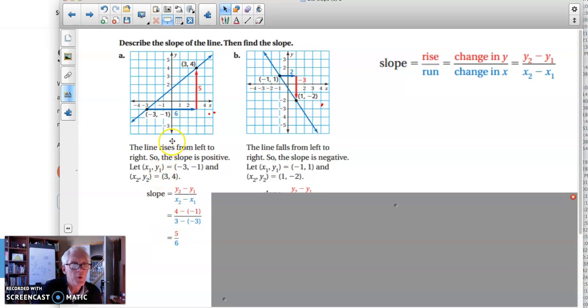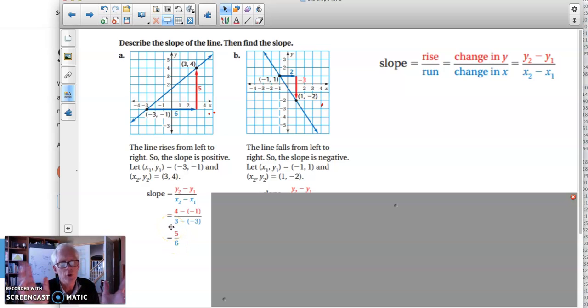The thing to remember is it's always one-way streets. If I go from 4 minus negative 1, I also then need to go 3 minus negative 3. If I wanted to go backwards, I could go negative 1 minus 4 and negative 3 minus 3, and I'd get the same answer of 5/6. So that's how the slope formula works.